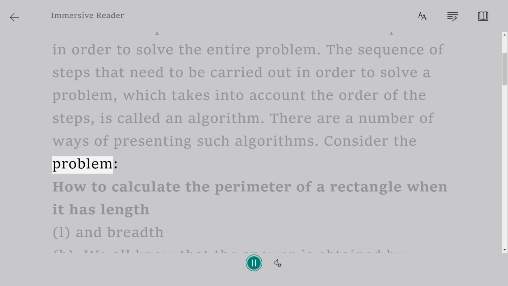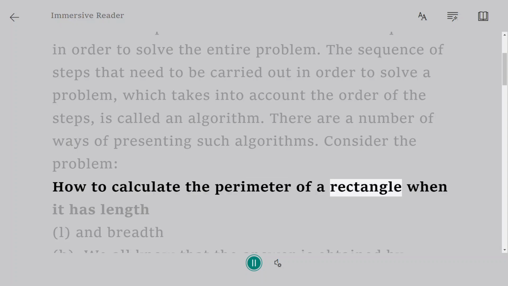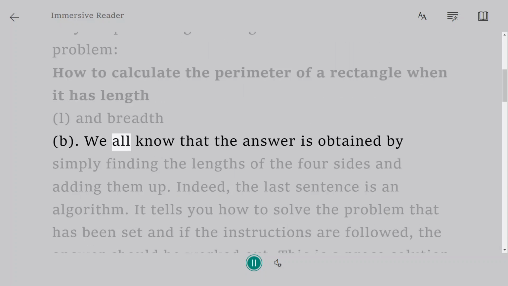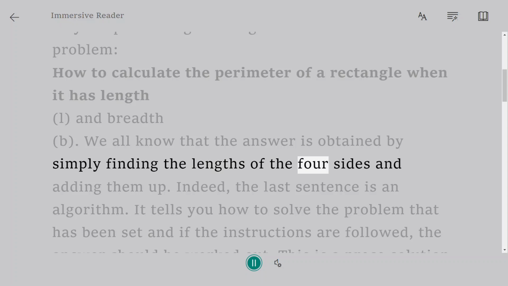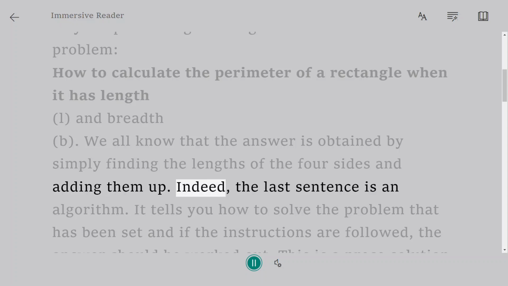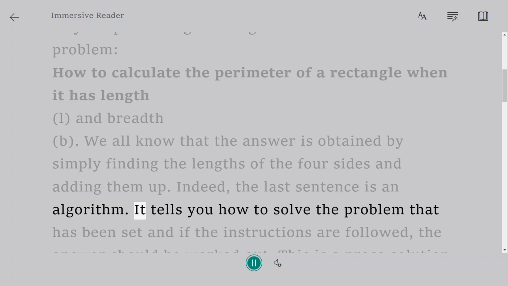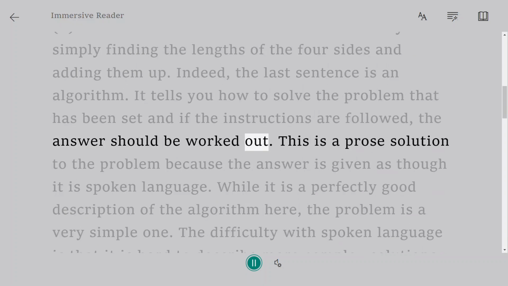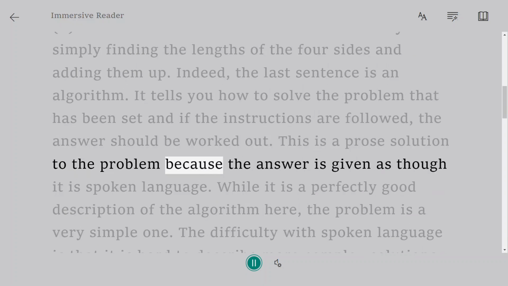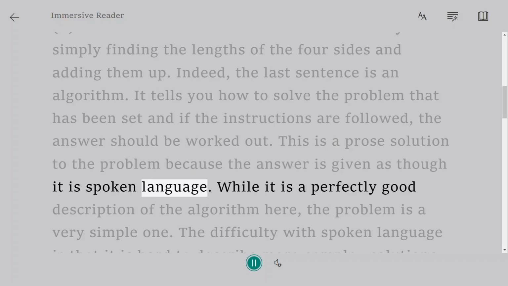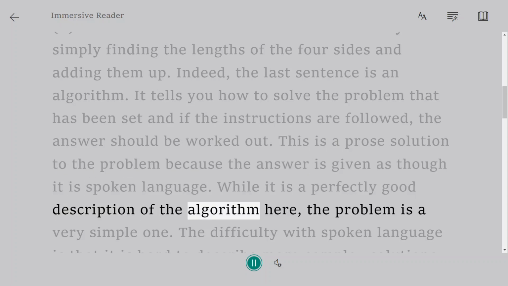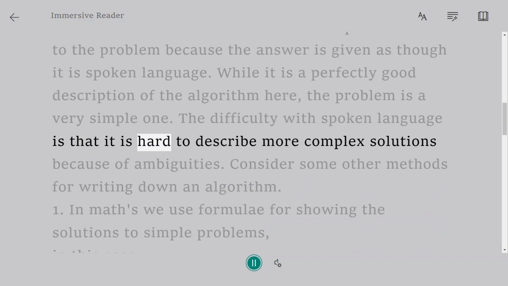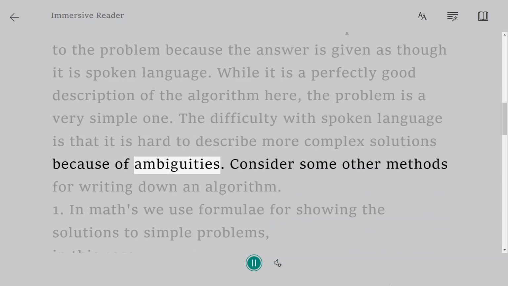Consider the problem: how to calculate the perimeter of a rectangle when it has length L and breadth B. We all know that the answer is obtained by simply finding the lengths of the four sides and adding them up. Indeed, the last sentence is an algorithm. It tells you how to solve the problem that has been set, and if the instructions are followed, the answer should be worked out. This is a prose solution to the problem because the answer is given as though it is spoken language. While it is a perfectly good description of the algorithm here, the problem is a very simple one. The difficulty with spoken language is that it is hard to describe more complex solutions because of ambiguities.